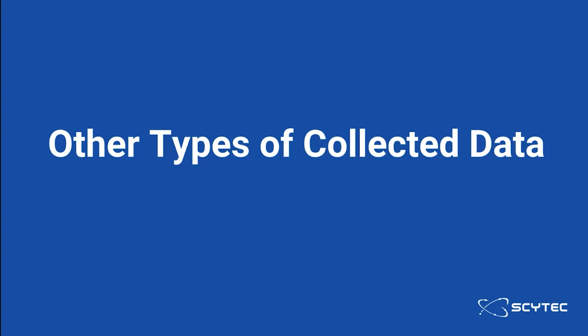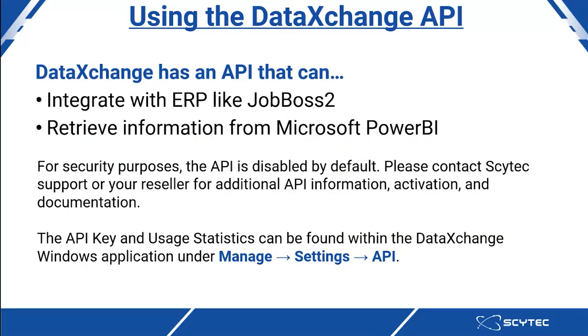So next up, I'd like to discuss other types of data that can be collected by DataXchange. DataXchange offers an API that can integrate with ERP systems such as JobBOSS 2. It can also retrieve information from visualizers like Microsoft Power BI, so that you can have your own web portal view inside of the RTV to display these kinds of things, as well as Microsoft Office documents.